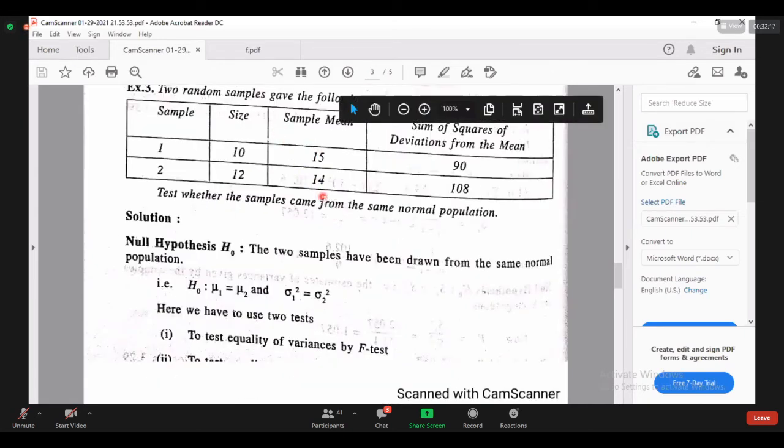Here one more problem is there. This is also similar to that one, just with the given sample data.